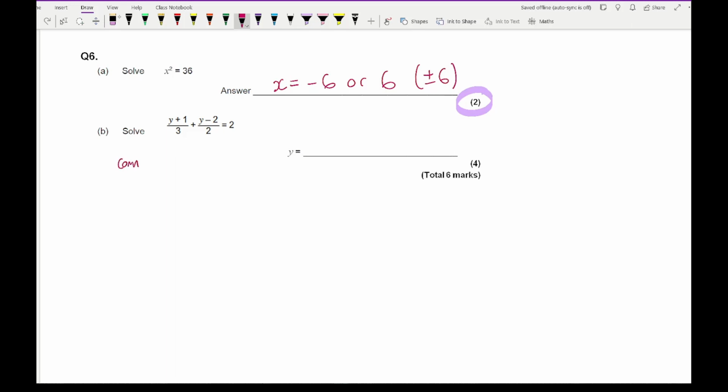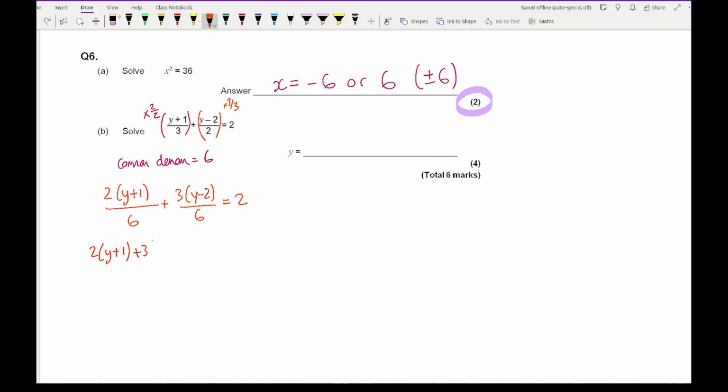So here, my common denominator is going to equal 6, again just multiplying the two denominators together. So to make that 6, I need to multiply this first fraction by 2 over 2, and I need to multiply this second fraction by 3 over 3. So then what happens is I get 2 lots of (x plus 1) over 6 plus 3 lots of (y minus 2) over 6 equals 2. So then I can write this as a single fraction. So I've got 2(x plus 1) plus 3(y minus 2) all over 6 equals 2.